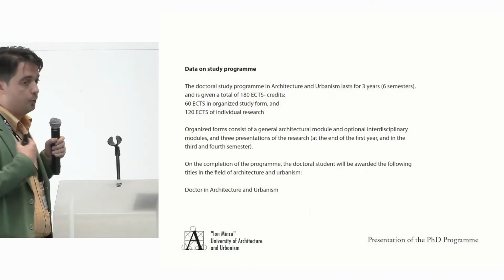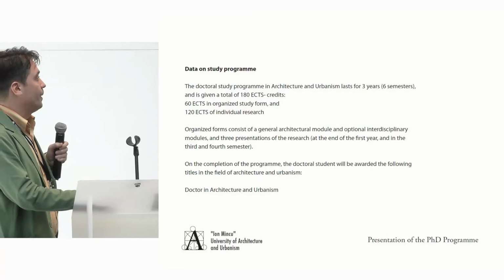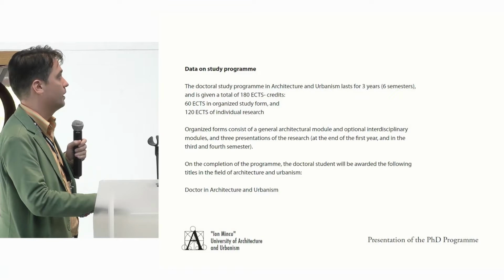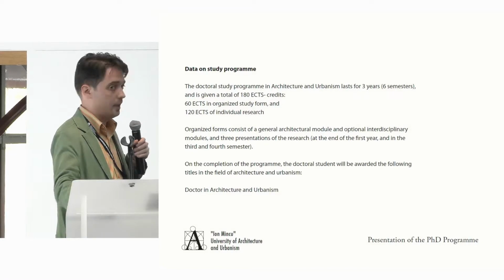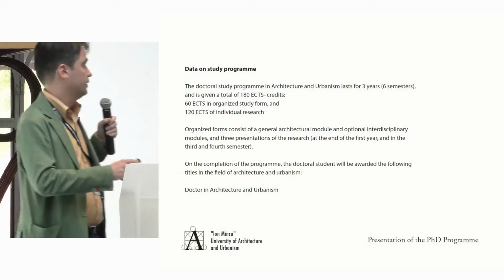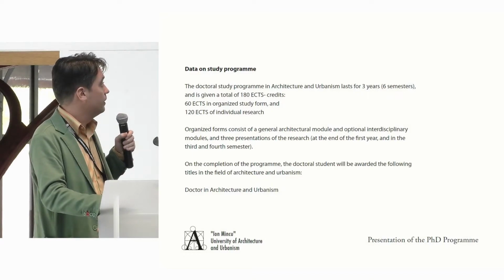Now, I am not part of the doctoral school, so maybe I don't know everything about it. Well, I was the subject, or object, I don't know which is the right word, of the doctoral school when I did my PhD. Basically, the organization is like this. You have to get 180 credits, from which 60 are from organized study form, I mean classes and so on, and 120 are from individual research.